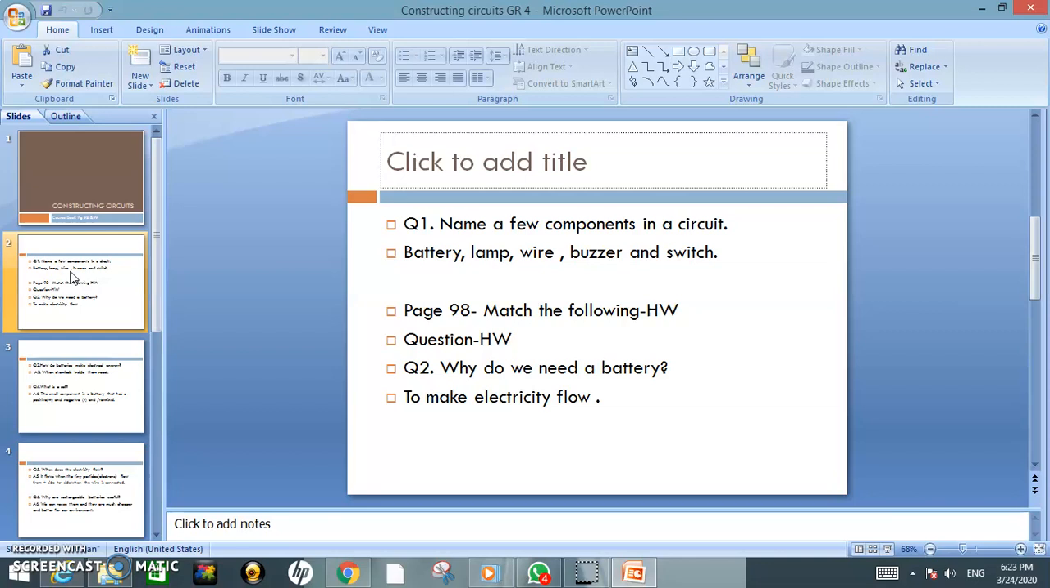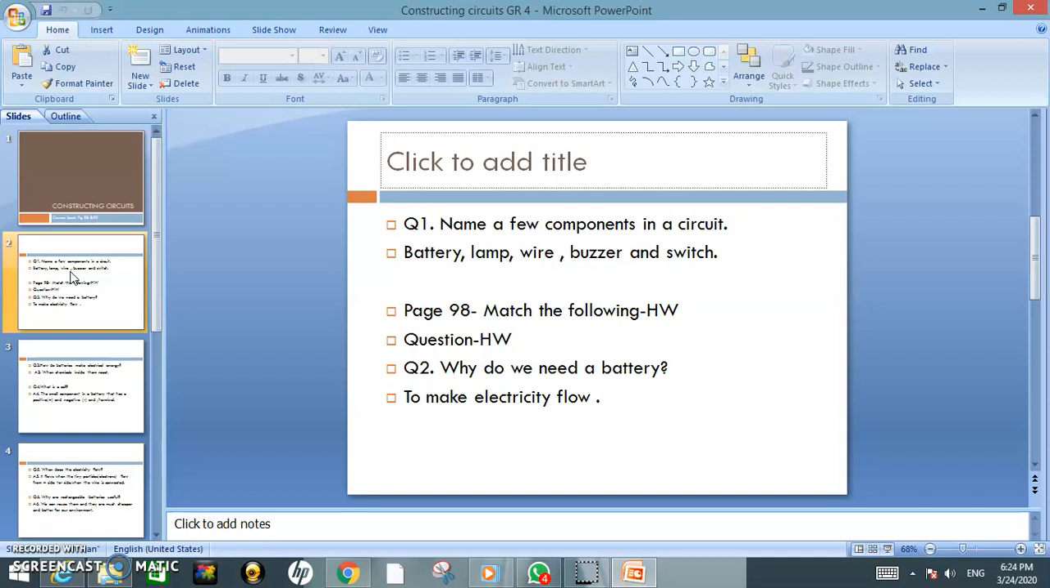So we've named a few components in a circuit. Now what do you mean by a circuit? It's like the complete circle. You know, circuit. It starts and ends at the same place. Only when the circuit is complete, the bulb will glow, the AC will work, the fan will work, any electrical device will work. Okay?